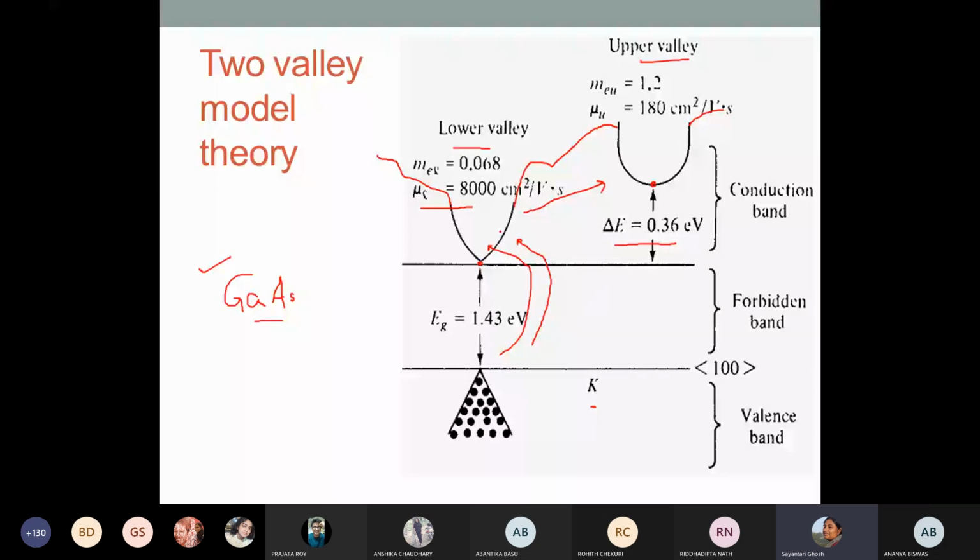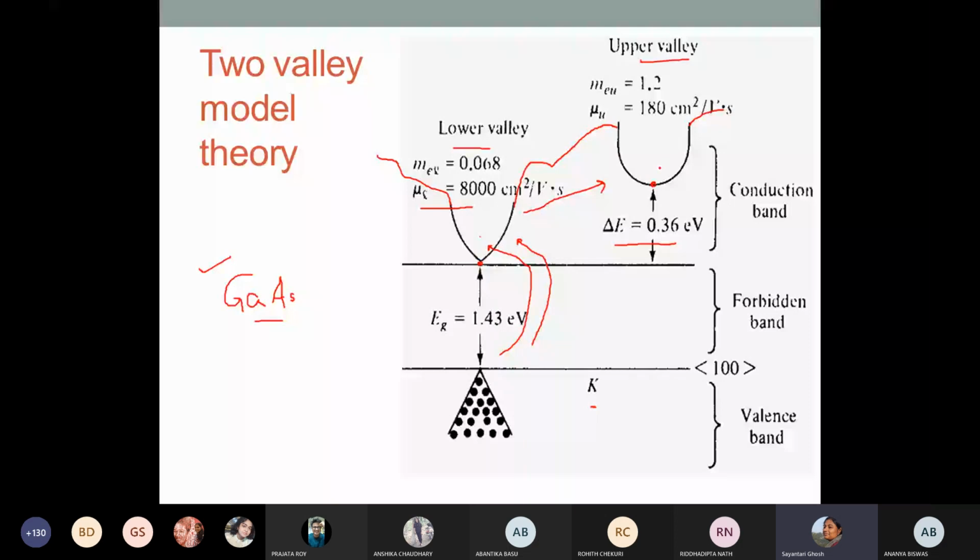So as you push the electrons to higher and higher energy, at some point or other, they cross this hill and they reach this valley. Okay, they cross this hill and they reach this valley. So some electrons are lying here and some electrons are here if I am considering a hot electron scenario. Okay, so let us just see what is happening here.